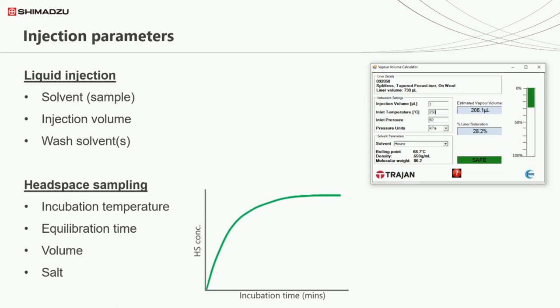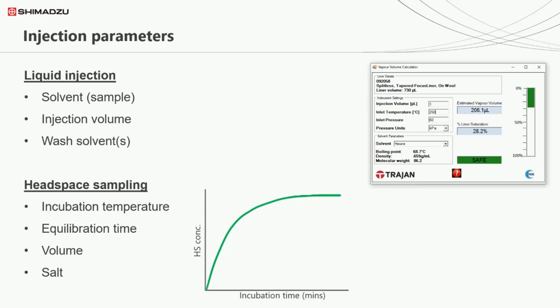Finally, think about what solvent, or ideally solvents, you'll rinse the syringe with before and after each injection. It should be the same solvent you used for the sample preparation, but it's often helpful to use a second solvent with different polarity to help keep the barrel from getting contaminated.